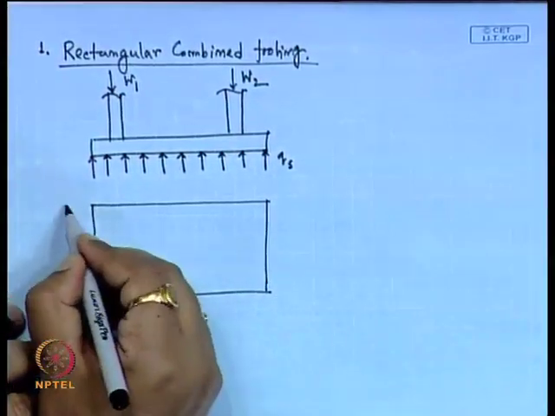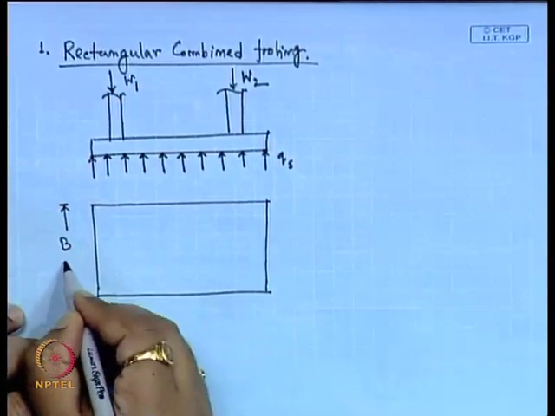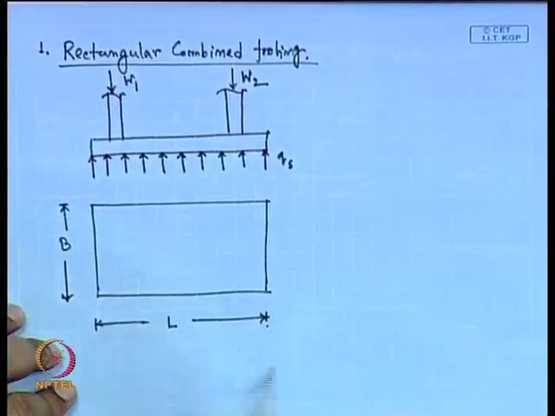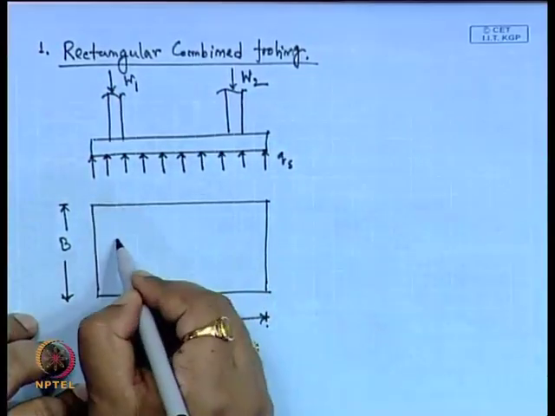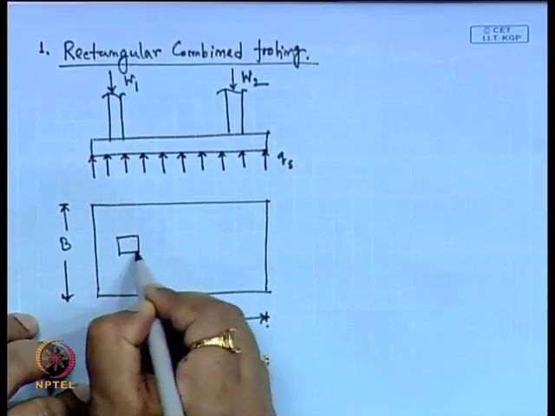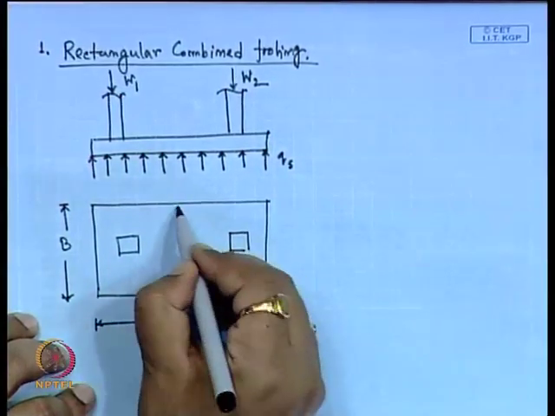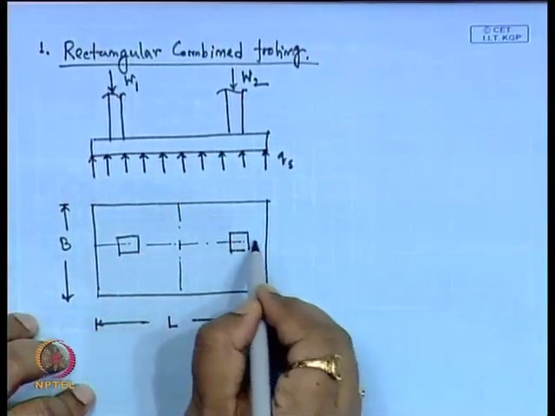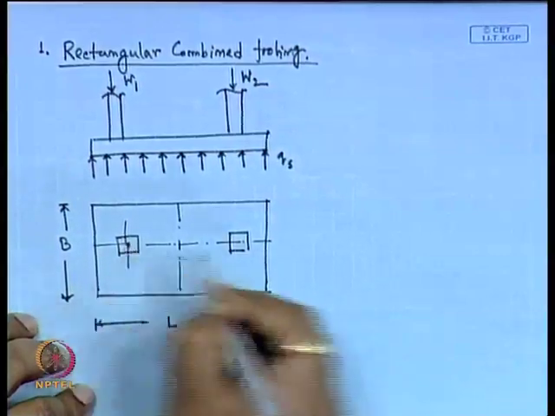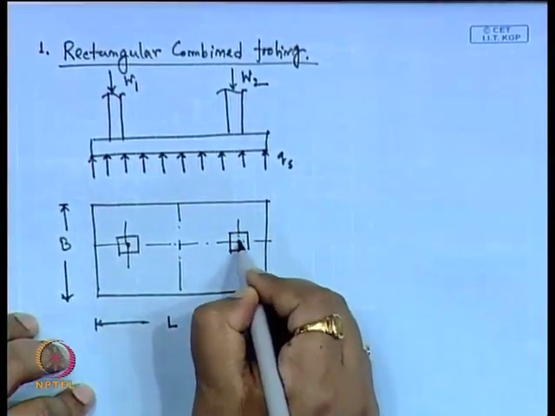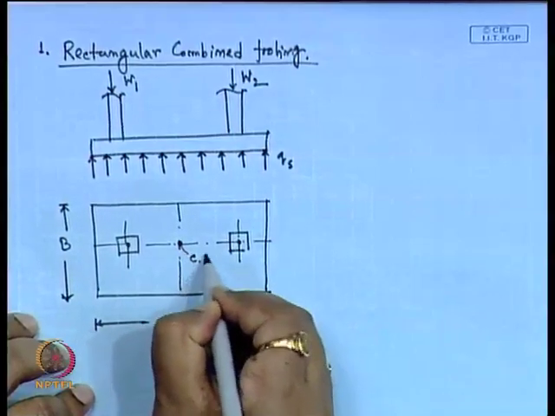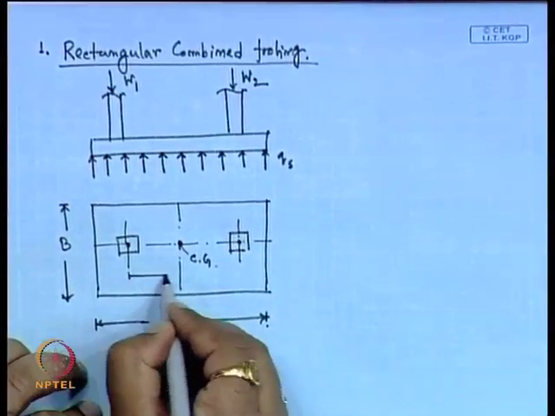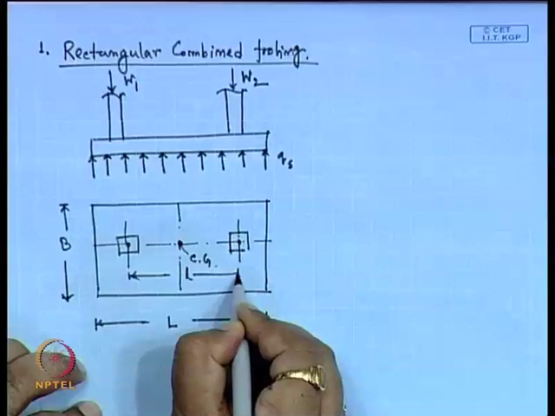Initially, we consider the width of this footing as B and L as the length of the footing. These are the two column positions, this is column 1 and this is column 2, and this is the center line of each column. This is the CG of this foundation. Now, the spacing between the two columns is small l, which is known.